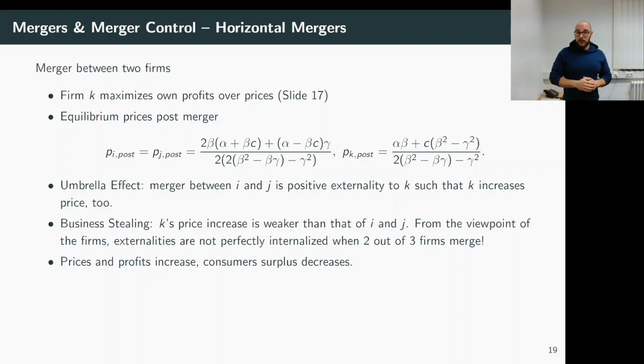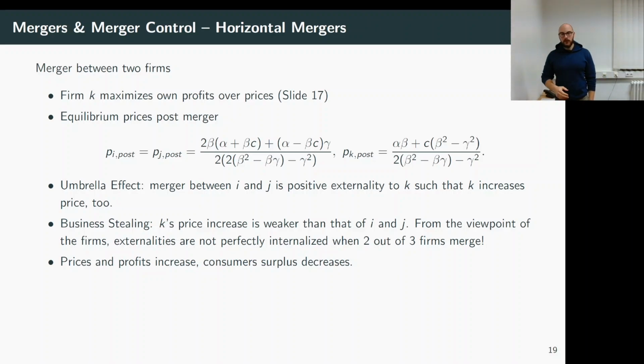The other thing is that we have a business stealing effect going on here. That means that firm I and J will increase their prices, and firm K thinks, okay, I can increase my price as well. However, I'm smart. I will still try to steal some customers away from firm I and J. So what happens is that firm K will increase its price, but not as strongly as firm I and J's price increase, because firm K will use the price umbrella to increase the price, but not too strongly because I want to take away some customers from firms I and J. And the result of that, in the end, is that prices increase.